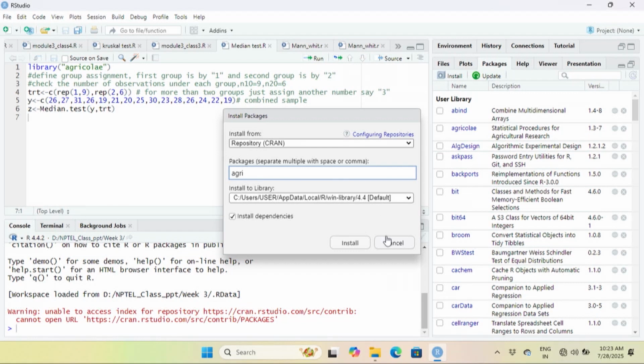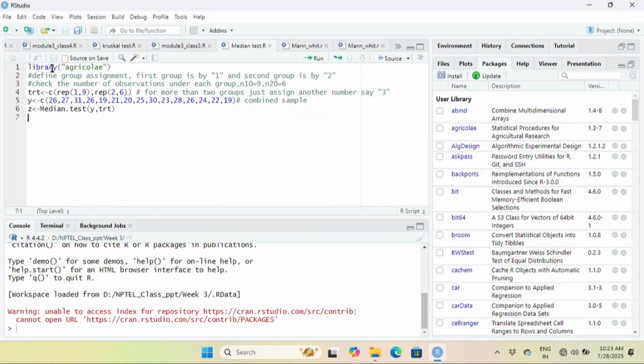But in my system, I have already downloaded this specific package. So what will we write? Library. That means I need to recall that package from my own built-in library. Library, quote unquote, agricolae. So run it.